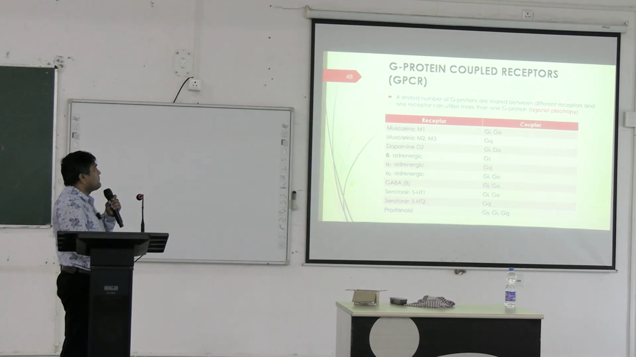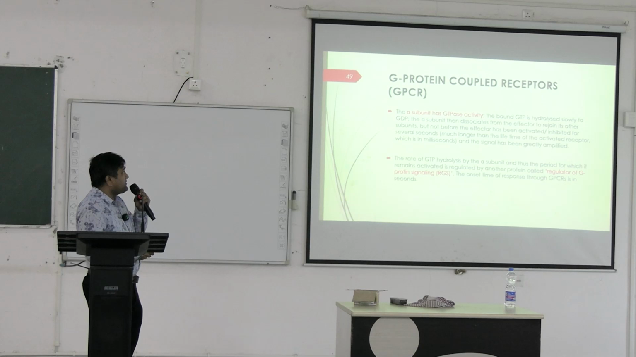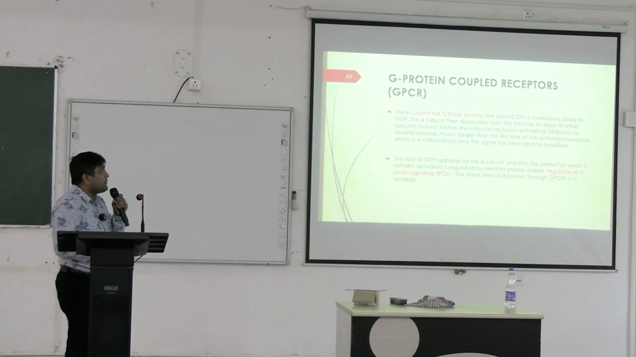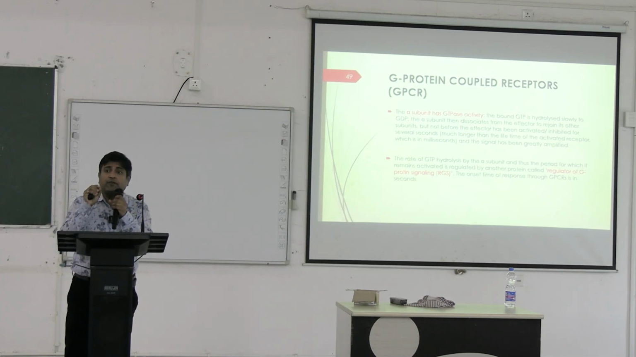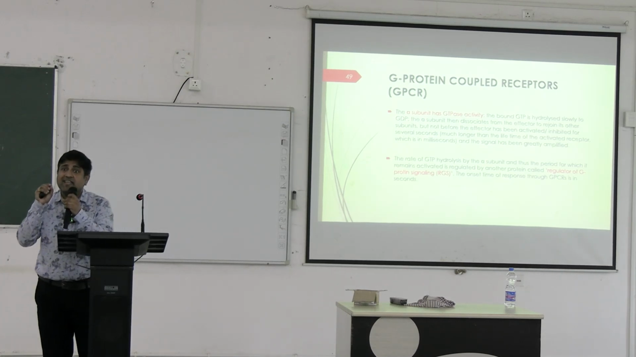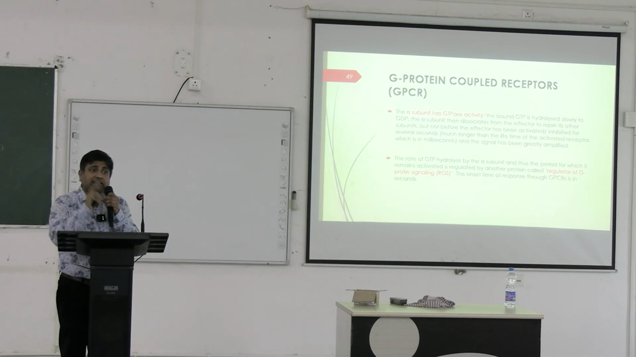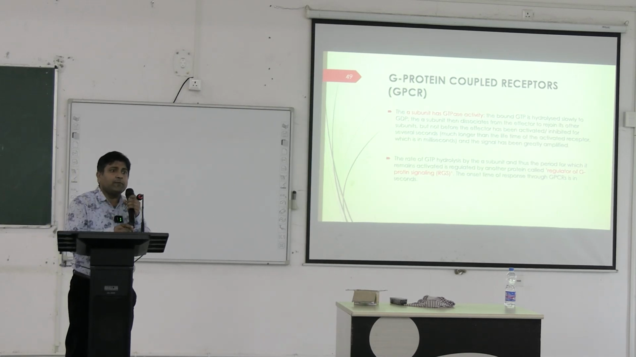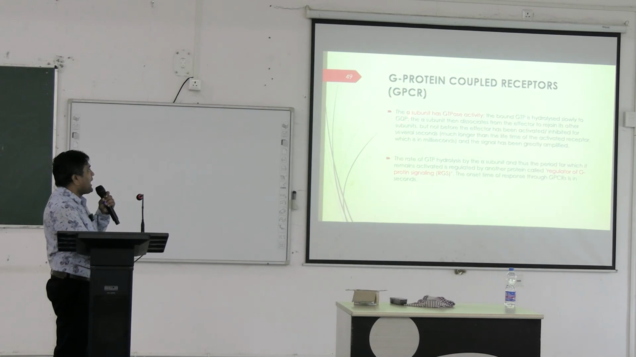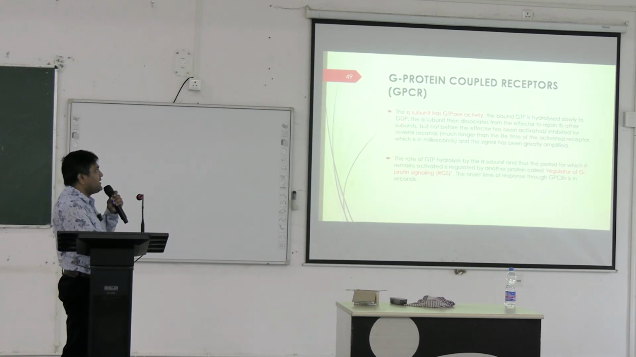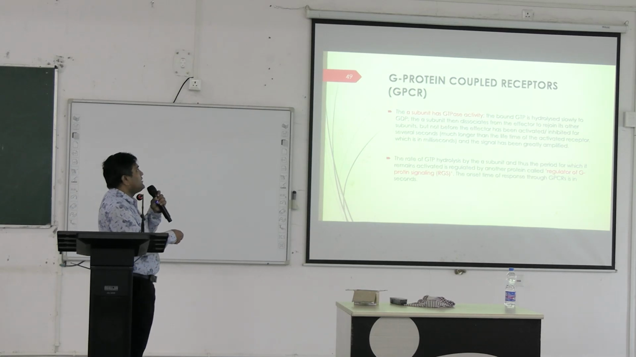So these are some of the examples of G protein coupled receptors. Now, the alpha subunit, the G alpha GTP complex, was formed. The alpha subunit has GTPase activity, so with time, it breaks down GTP to GDP. The bound GTP is hydrolyzed slowly to GDP.